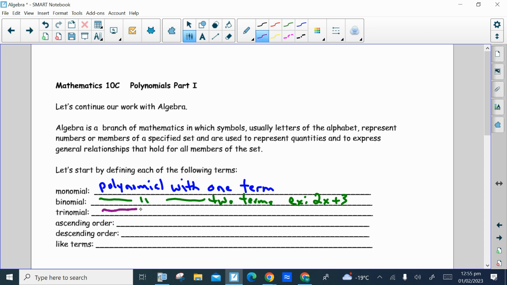A trinomial is a polynomial that has three terms. So an example of a trinomial might be something like 5x squared minus 4x plus 1. Three terms. Notice that the terms are separated by a plus or a minus. As long as there's one variable somewhere, it's a polynomial. In this case, we have two terms that have the variable x. The first one, the x is squared. The second one, it's not.